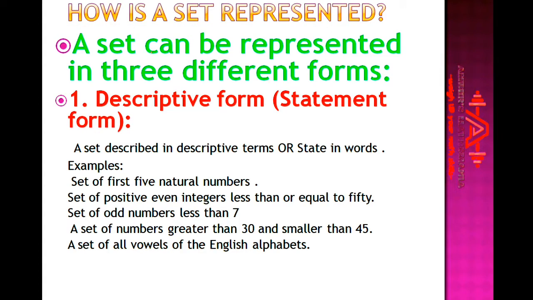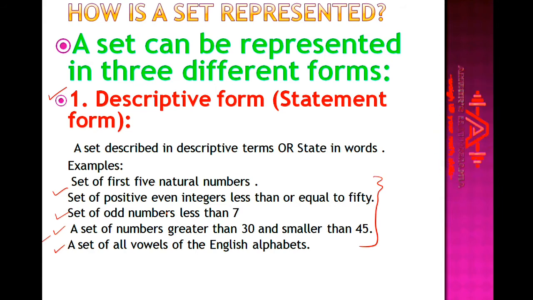Next is how we are going to represent a set. A set can be represented in 3 forms. Number 1 is the descriptive form. Descriptive form is stating in words. For example, the first 5 natural numbers, set of positive even numbers, set of odd numbers, set of numbers greater than 30 and smaller than 45, set of all vowels of the English alphabet. We are describing all these sets, so it means that these sets are in descriptive form.